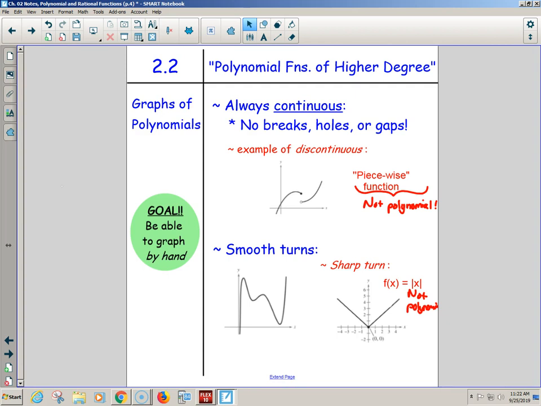So we need to figure out how to factor these harder guys. We have to figure out how to find the zeros of them by factoring, how to find the y-intercepts by just plugging in x equals 0, and how to know in our minds roughly what it looks like.